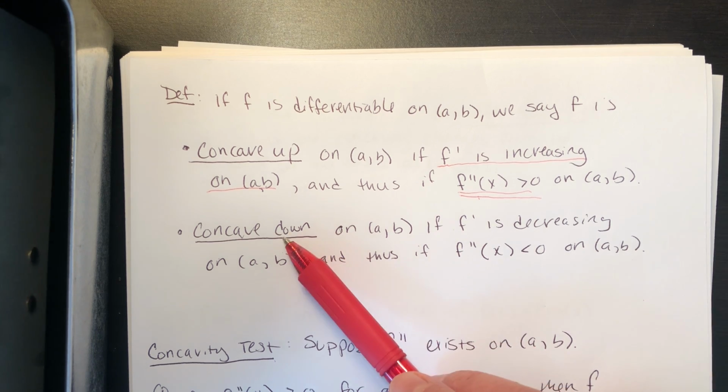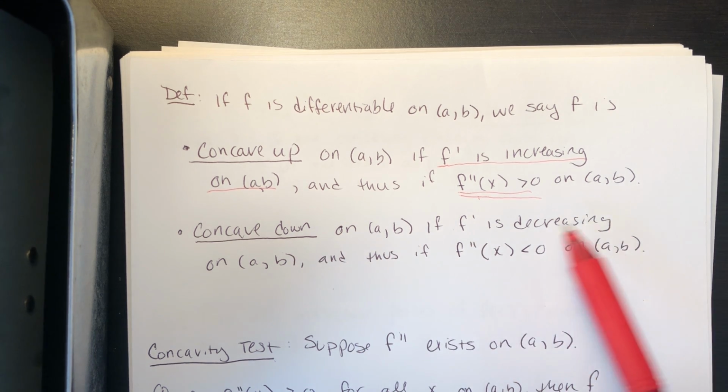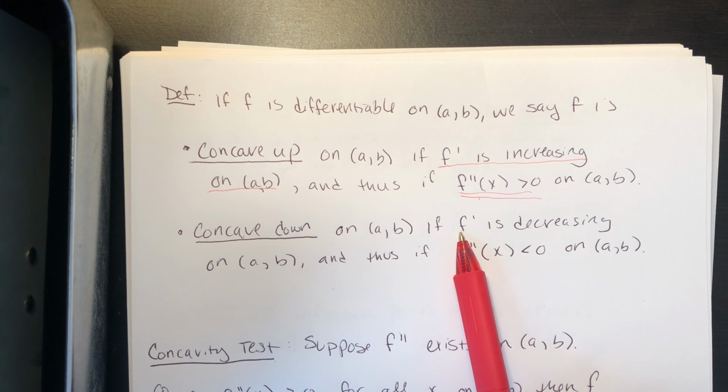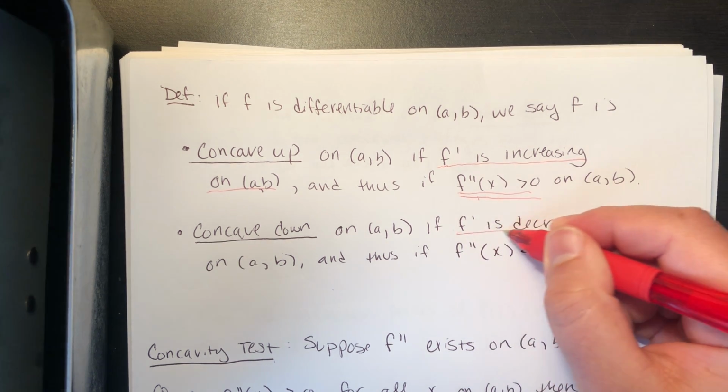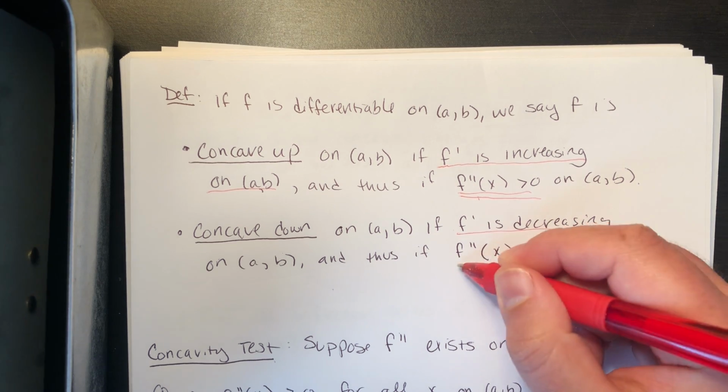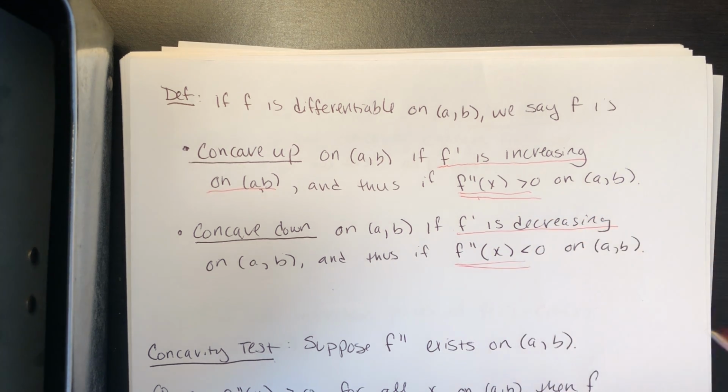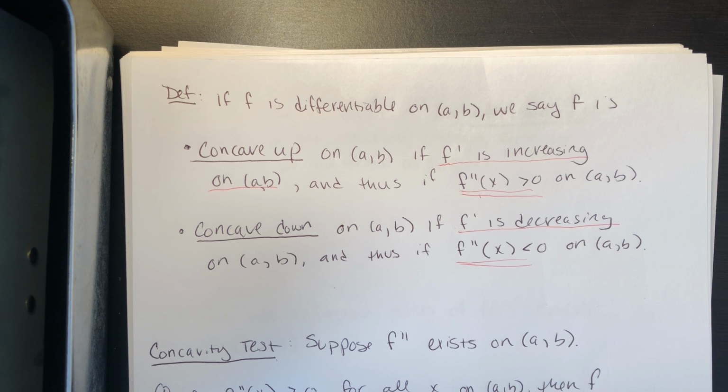And on the other hand, we would say that a function is concave down on an interval a to b if its first derivative is decreasing. And we know that a function is decreasing when its derivative, in other words, the second derivative in this case, would be negative. So we're going to look at the second derivative to determine whether the original function f is concave up or concave down.